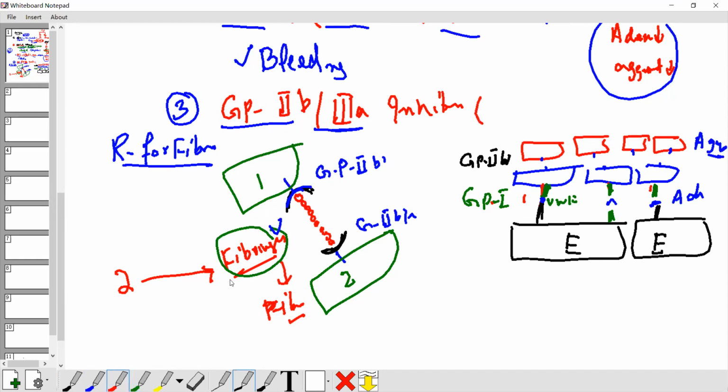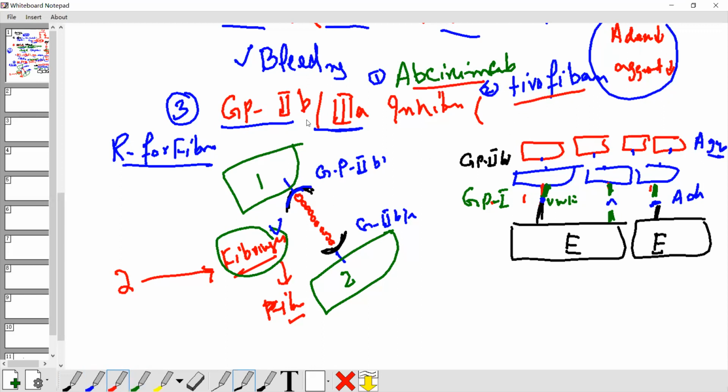The drugs here are abciximab and tirofiban. These two drugs are glycoprotein inhibitors. And what are these drugs doing?